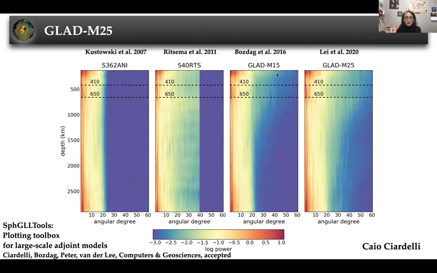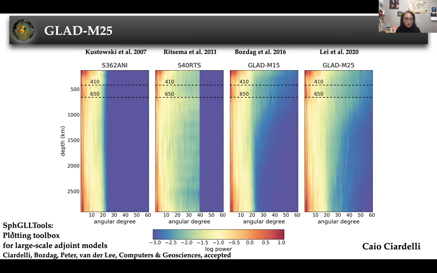So for M15, you see how the spectral content changes, how GLAD M15 starts imaging much smaller scale features compared to its starting model. And GLAD M25 becomes more comparable to S40RTS, and actually you can see more energy beyond degree 40. You need an expansion of spherical harmonics up to degree 60 for GLAD M25 to fully capture the complexity.